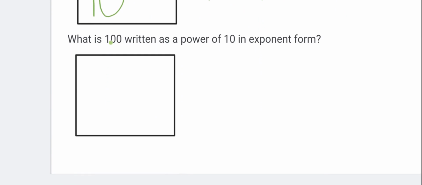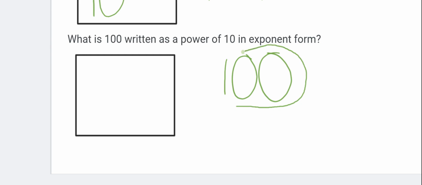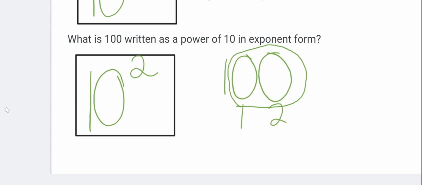Let's try the next one. What is 100 written as a power of 10 in exponent form? So I have 100. How many zeros are there in the number 100? That's right, there are 2. So that means I would write it as 10 to the second power.